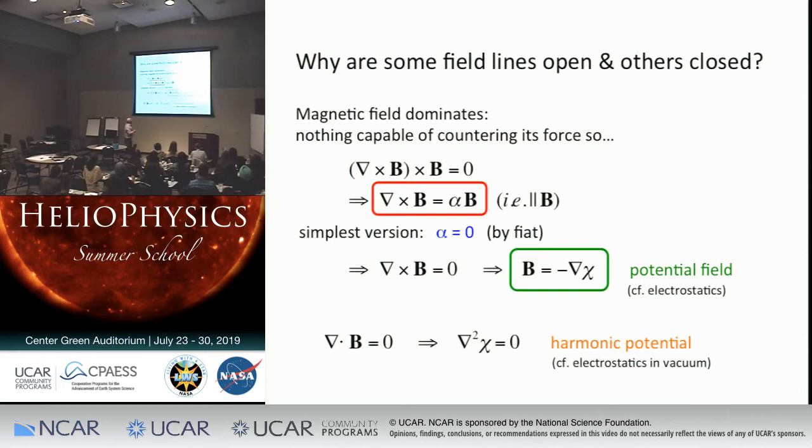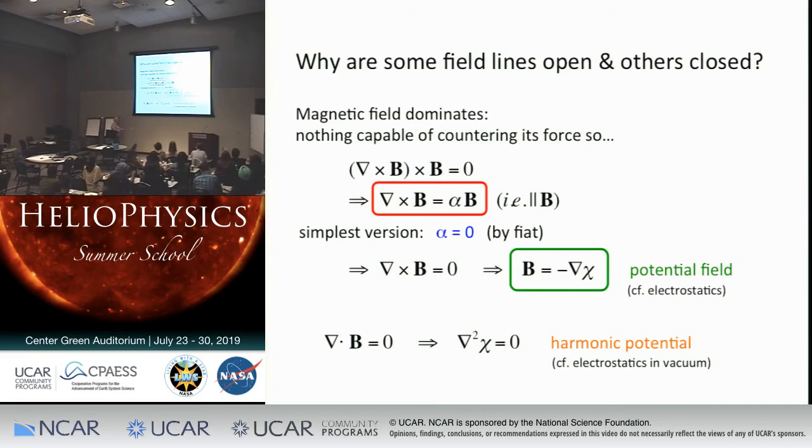If you haven't seen that before, don't worry, because immediately I'm just going to say by fiat, the simplest situation we can imagine is where this constant is zero. So the way we actually get into a magnetic equilibrium is just by having no current. And then there's no force, and no matter how strong the magnetic field is, it doesn't have anything to push back on it.